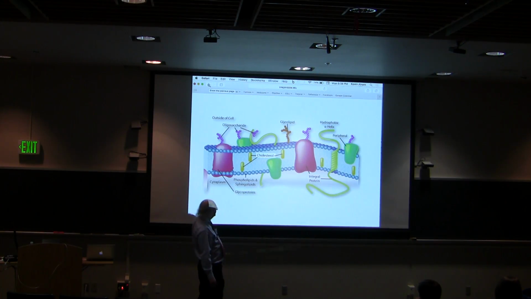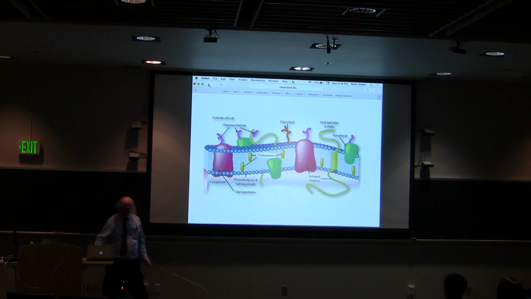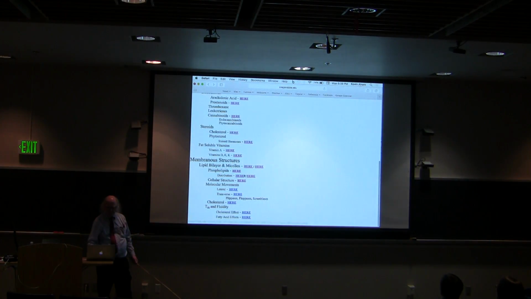You'd say there's an integral membrane protein, there's a peripheral membrane protein. Let's see, what else do we have on there? This shows, for example, that the outside of the cell is where the oligosaccharides are found. You don't see them on the inside of the cell because they play roles in identity, which is important outside the cell and not inside the cell. Okay.